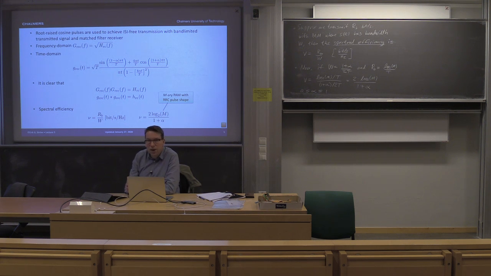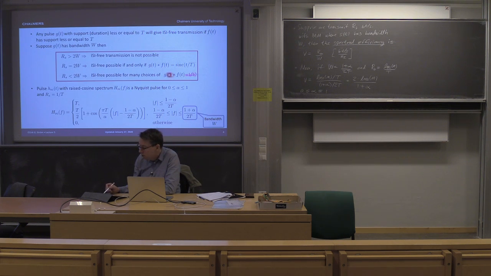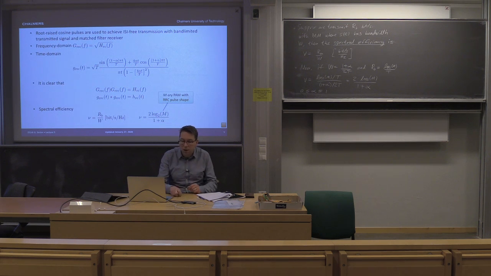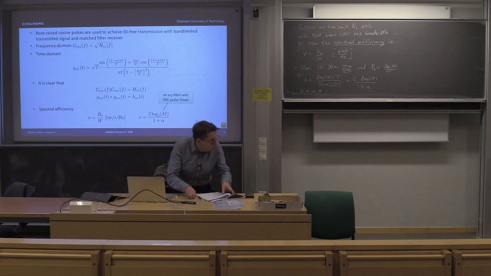It turns out that the best way is to make g equal to f. Okay, so basically what we would like to do is to have the same g as f. So these are the same, this is the same pulse. This is equal to that pulse. Okay. And then we get into what's known as root raised cosine pulses.